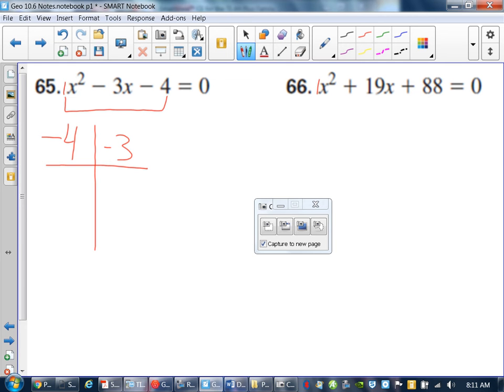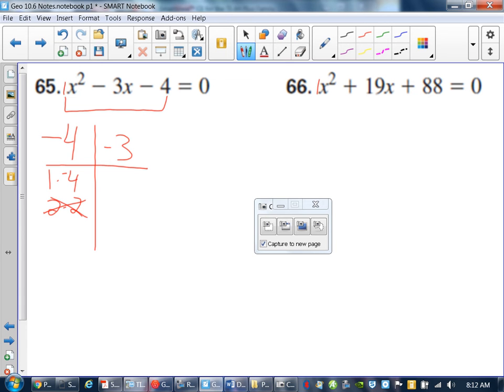What that means here in the column on the left, I list out my factors of 4. 1 times 4, 2 times 2. Some combination of those two numbers, with one of them being positive, one of them being negative, will give me -3 when I add them together. Obviously, it's not this one, so it has to be that one.